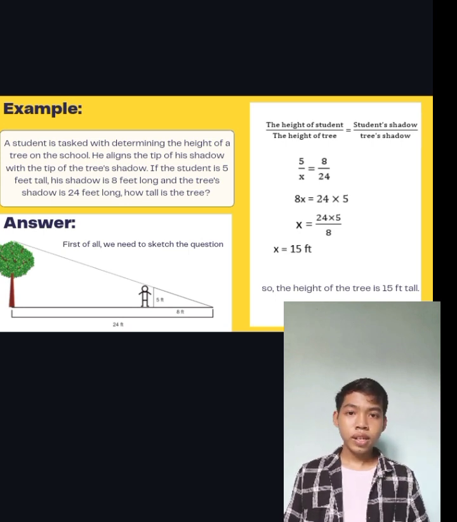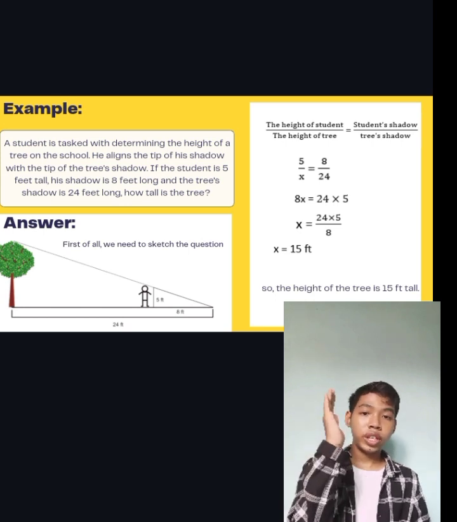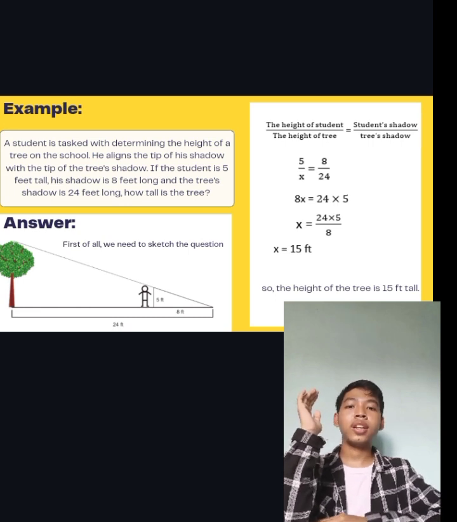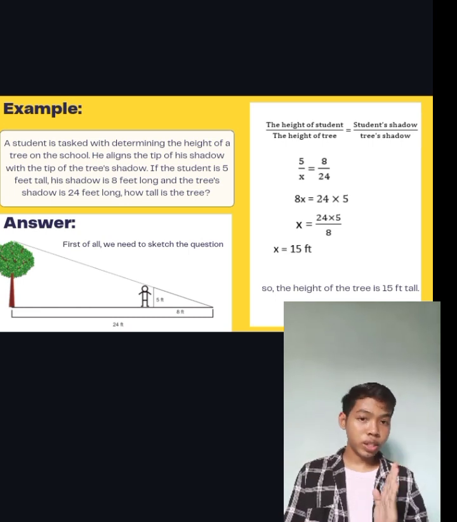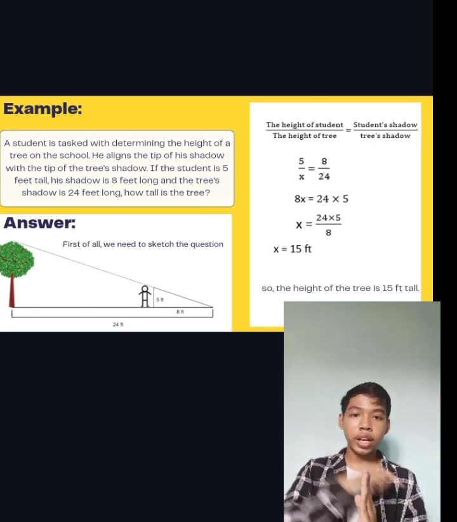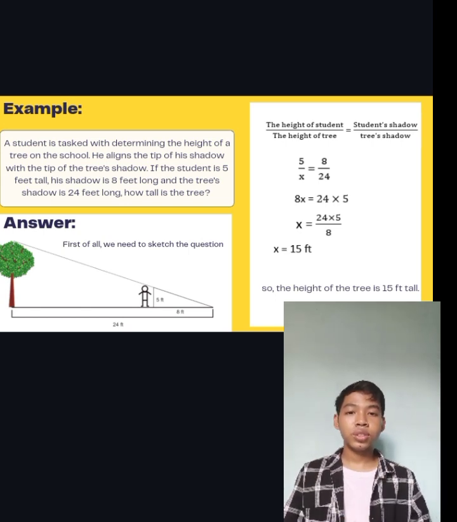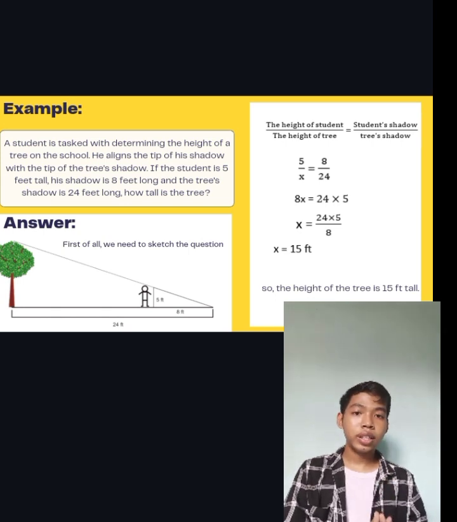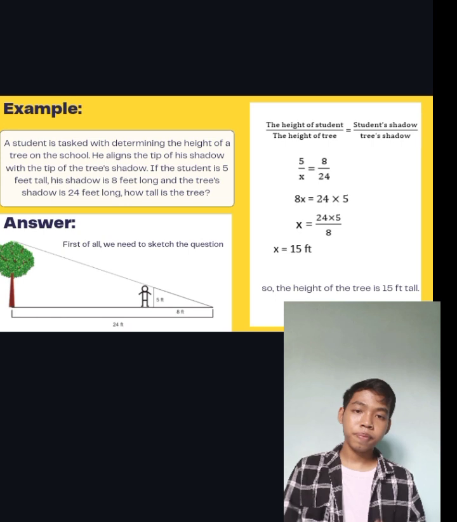The student aligns the tip of his shadow with the tip of the tree's shadow. From the sketch, we can conclude that the tree and its shadow make a triangle. We will call it the tree's triangle. And also the student and his shadow make a triangle. We will call it the student's triangle. As we can see, the student's triangle is inside the tree's triangle.